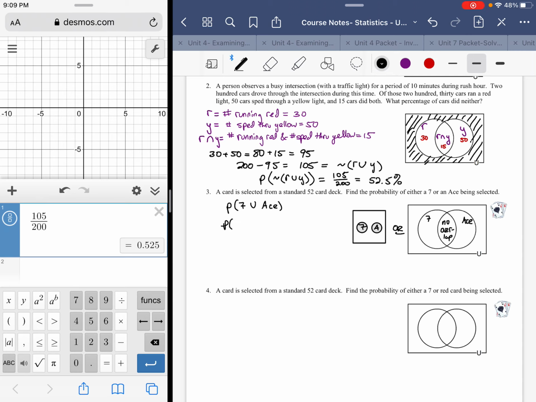So if you're looking for the probability of getting a 7 or an ace, you just need to simply add the probability of getting a 7 to the probability of getting an ace, because there is no interaction between a 7 or an ace. If you have a 7, it can't be an ace. If you have an ace, it can't be a 7. These are what's known as mutually exclusive events.